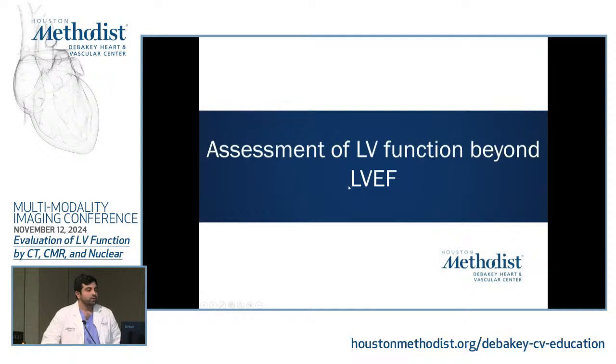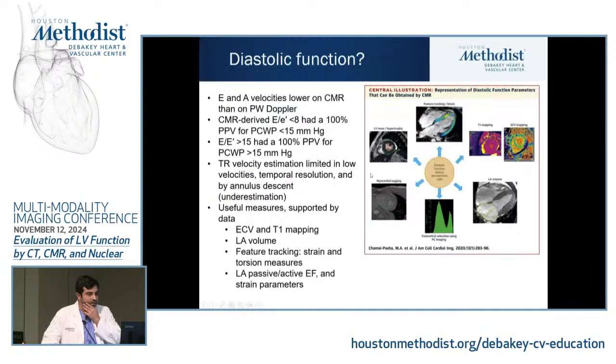And then let's talk about function beyond EF. So diastolic function can be assessed. It's still primarily in the research setting. You can do what's called a phase velocity map or a phase contrast MRI, and that shows you velocities of flow. So in this case, if you do one through the mitral valve, you get an E wave and an A wave. Those low velocities, such as the E and the A waves, tend to be underestimated on MRI compared to echo. But in some studies, it actually showed pretty good accuracy in detecting E to E prime ratios that are abnormal and normal.